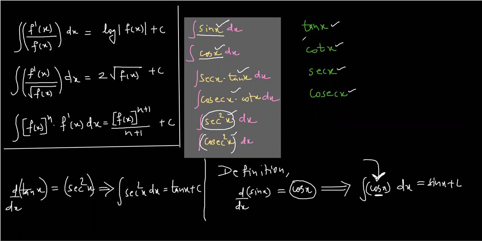So initially we could not get integration of tan x because we did not know d by dx of which function is equal to tan x. If I knew this, then I would have written integration of tan x dx is equal to this plus c.